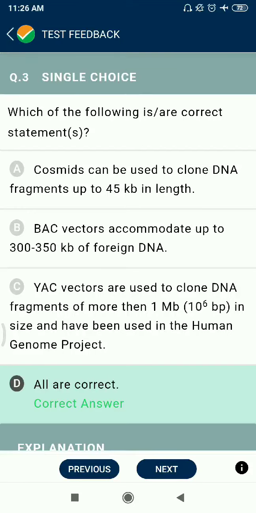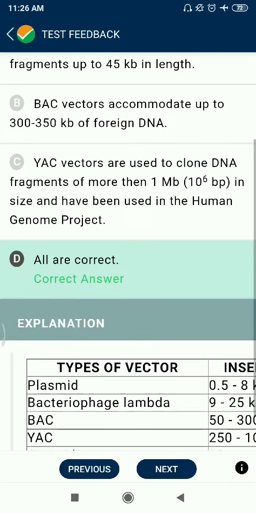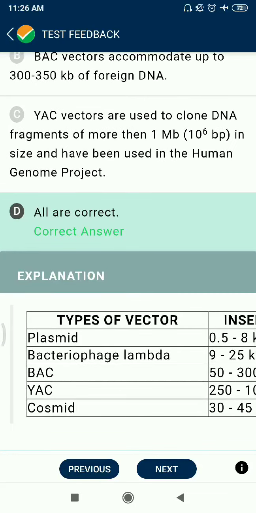BAC vectors accommodate up to 300 to 350 kb of foreign DNA. YAC vectors are used to clone DNA fragments of more than 1 MB, 10 to the power 6 base pairs in size, and have been used in the Human Genome Project. All of these are correct.